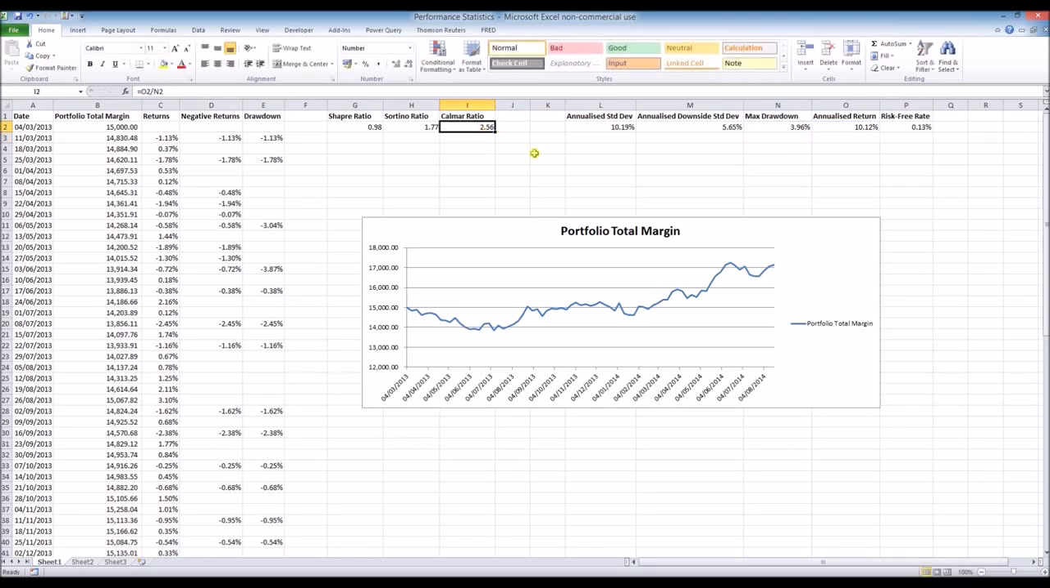So this portfolio has a Calmar ratio of 2.56. Anything above 2 is considered good. Well, probably 1 to 2 is considered quite good. Above 2 is very good, and then if you get anything above 5, that's excellent performance over the period that you're looking at.